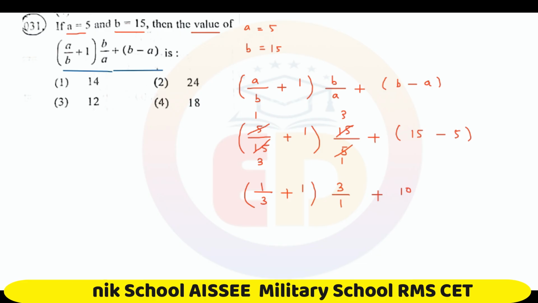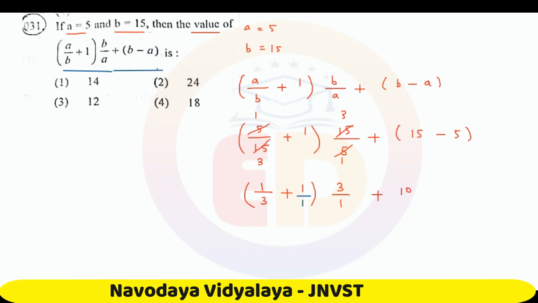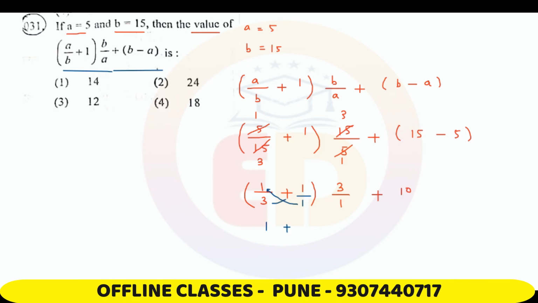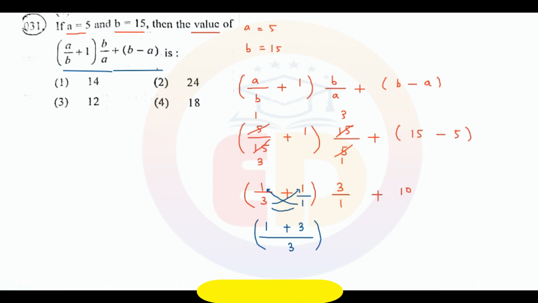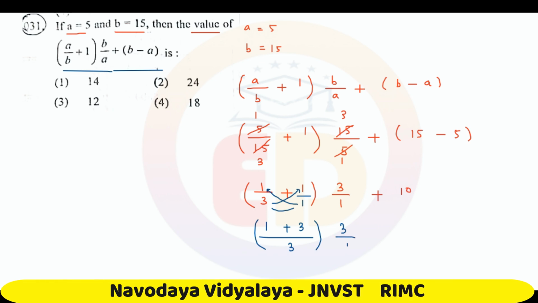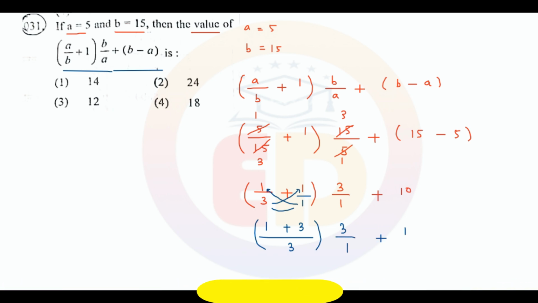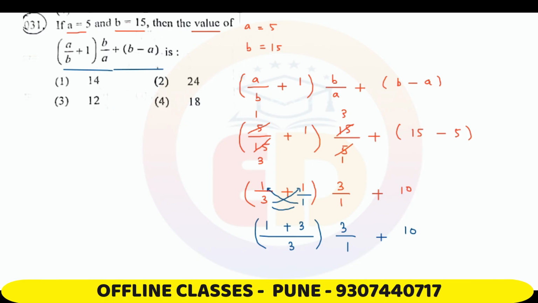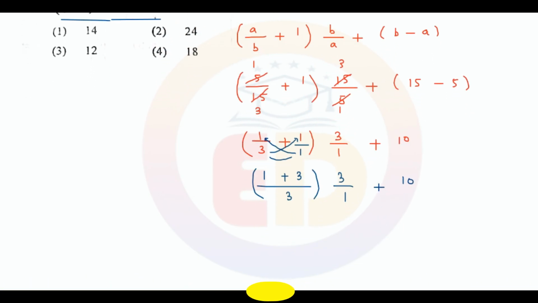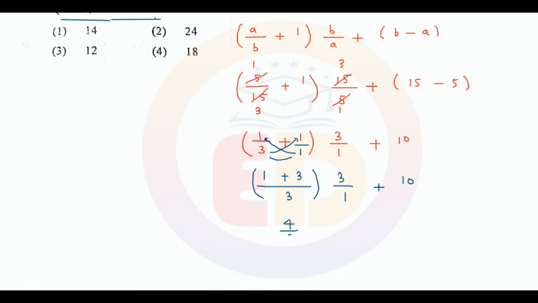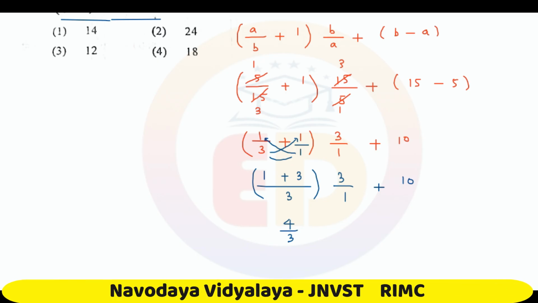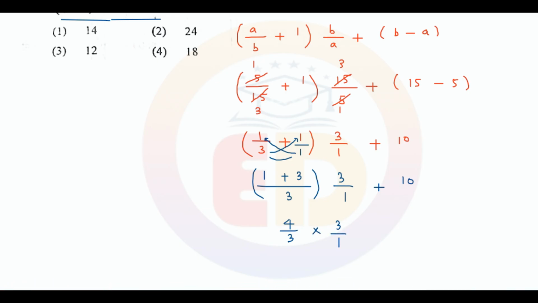To make the question easy, put a denominator 1 here and now cross multiply. 1 into 1 is 1 plus 3 into 1 is 3, upon 3 into 1 is 3 bracket 3 upon 1 plus 10. Taking it further, 1 upon 3 is 1 plus 3 is 4 upon 3. Remember, bracket means multiply. 3 upon 1 plus 10.